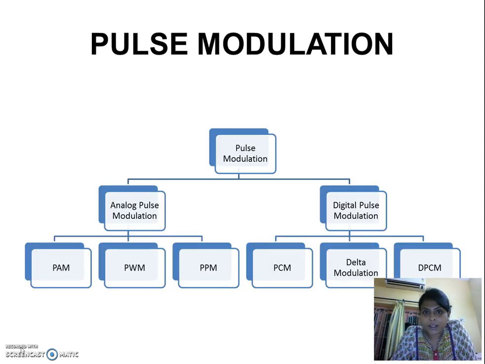Now, pulse modulation is further divided as analog pulse modulation and digital pulse modulation. In case of analog pulse modulation, the modulating signal is analog, the carrier signal is pulse. Analog pulse modulation can be divided as PAM, PWM and PPM. PAM means pulse amplitude modulation, PWM pulse width modulation, PPM is pulse position modulation.